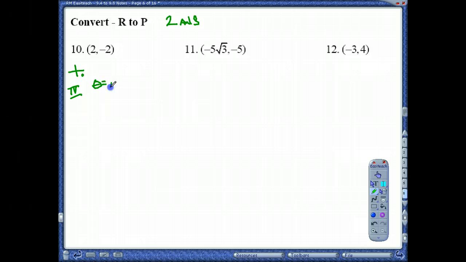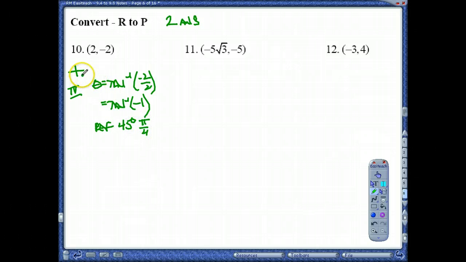Your theta is going to be inverse tangent of negative 2 over 2. Don't touch that calculator. I see you. Okay, so that's going to be negative 1. So what angle has a tangent of 1? Okay, well that would be 45. So the reference angle is 45, which is pi over 4.